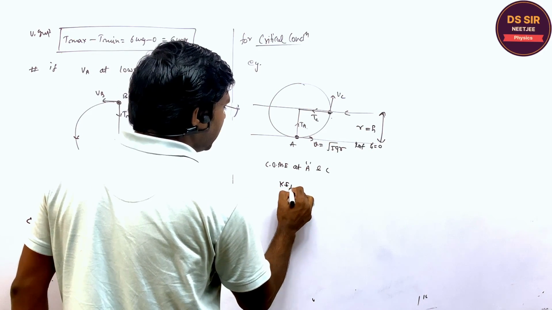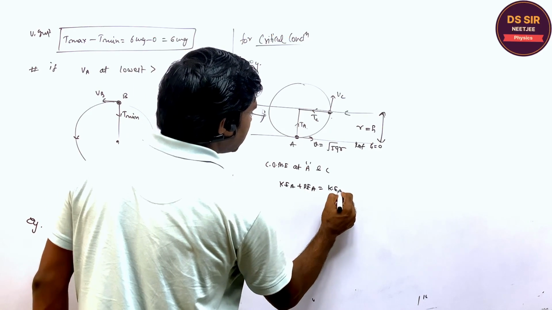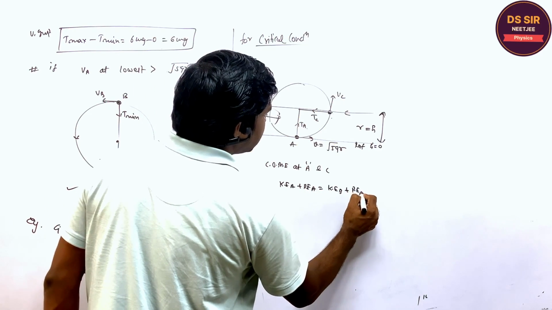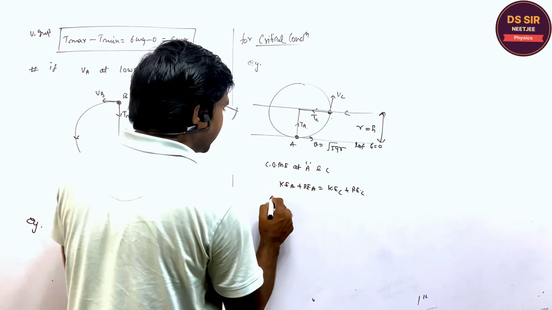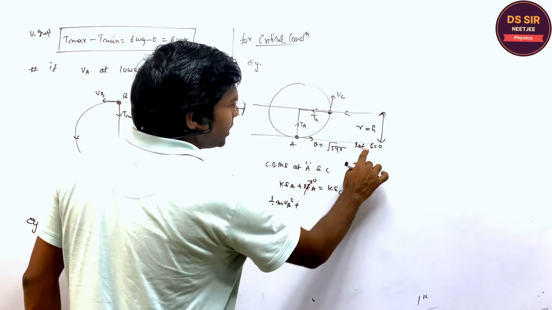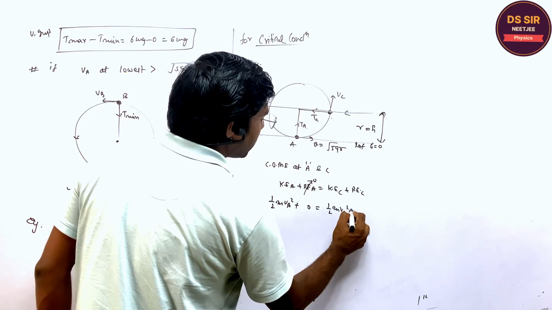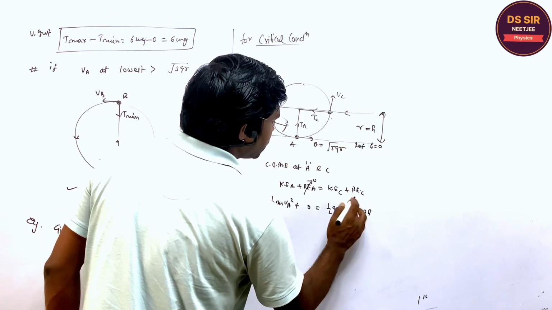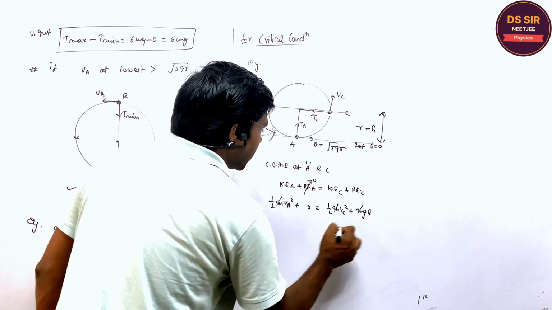Kinetic energy at A plus potential energy at A is equal to kinetic energy at C plus potential energy at C, right? What is the kinetic energy at A? Half m Va square. The potential energy at this point will be 0. Half m Vc square plus mg into h. The h will be equal to r. So the m will cancel out.